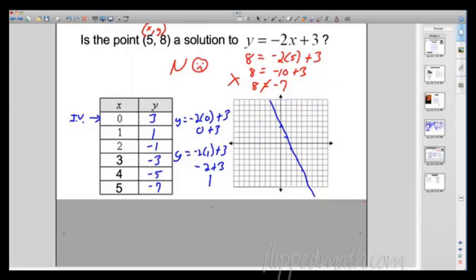Now I hit it. So you can see, was that original (5, 8) on there? Well, if I go over 5, up 8, there's no way it's on there. 1, 2, 3, 4, 5, up 8. It's this point. Not even close to being a solution or a point on the line. So definitely not a point on the line.